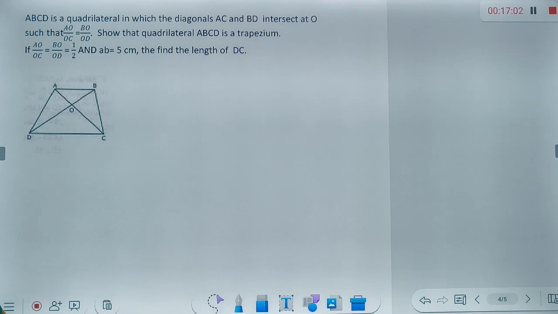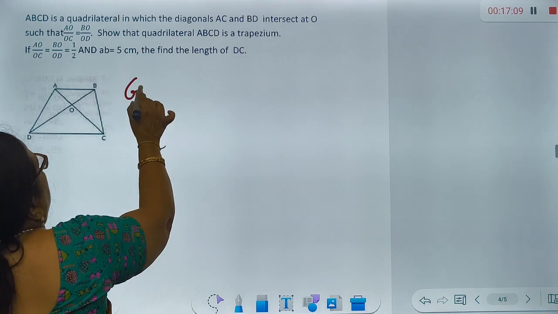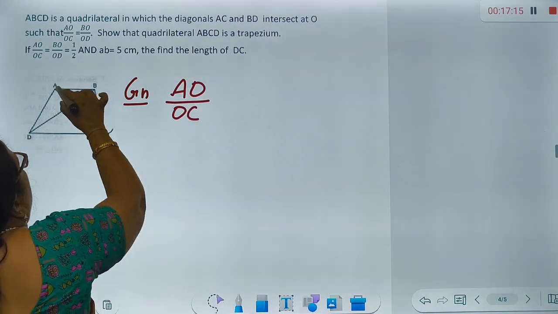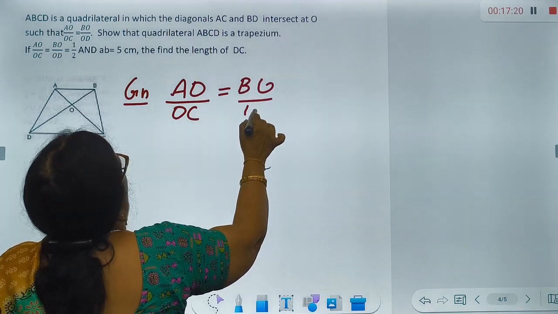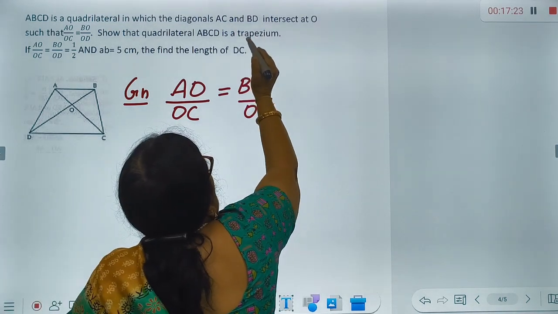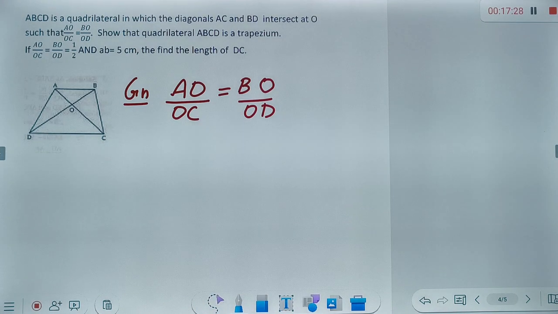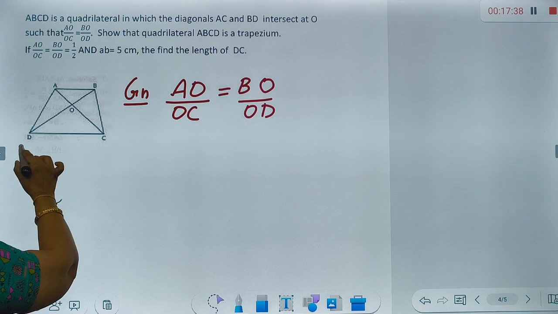Next problem. ABCD is a quadrilateral in which the diagonals AC and BD intersect at O, such that AO by OC is equal to BO by OD. You have to show that the quadrilateral ABCD is a trapezium. Now, AO by OC equal to BO by OD, right?